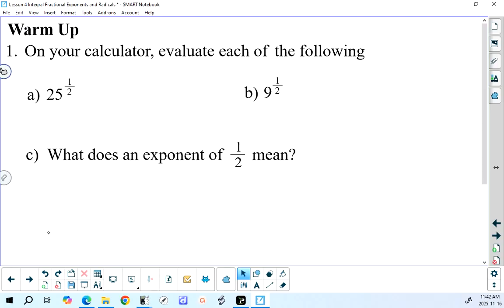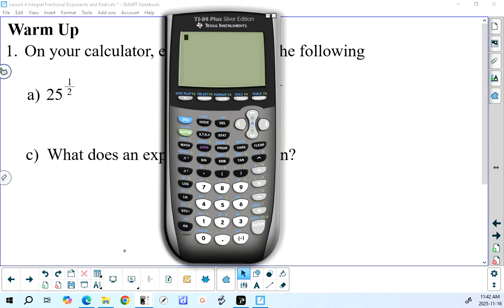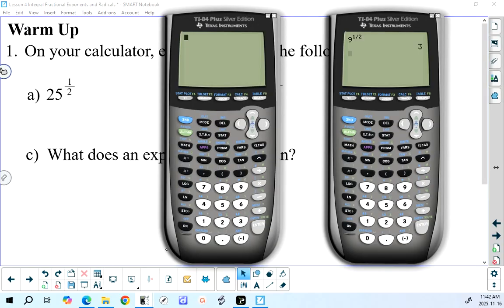And we're given permission here to use our calculator to do this warm-up. It says on your calculator, evaluate each of the following. So on my calculator on the left, I'll pull up both my calculators. The calculator on the left is the one I prefer. When I enter 25 and I hit raise to, which is this little roof-shaped thing above the divided by button, and I enter an exponent, if the exponent is 1 over 2, I need to put that in brackets.